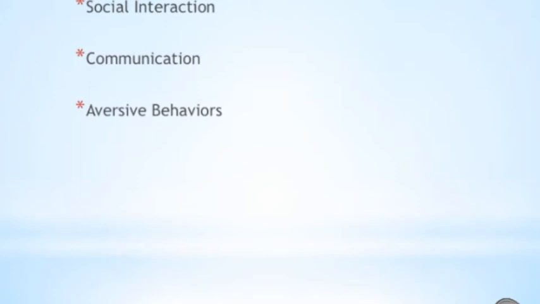Now, there are three main and more common forms of the autism spectrum disorder. At the far end and extreme side of the autism spectrum disorder, which would be full autism, is autistic disorder. In the middle is pervasive development disorder, and the most mild version of autism is Asperger's syndrome. Now, all of these three things contain varying amounts of a deficiency in three categories: social interaction, communication, and aversive behaviors.